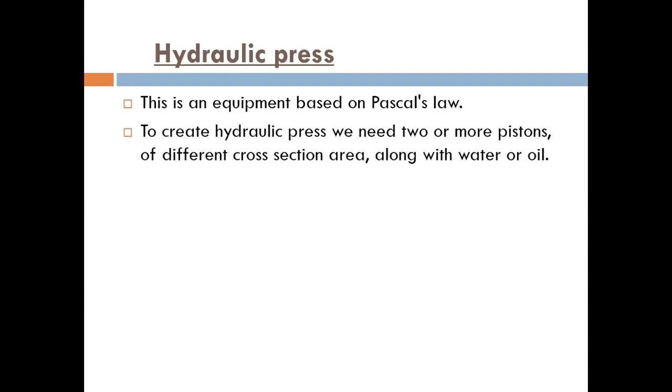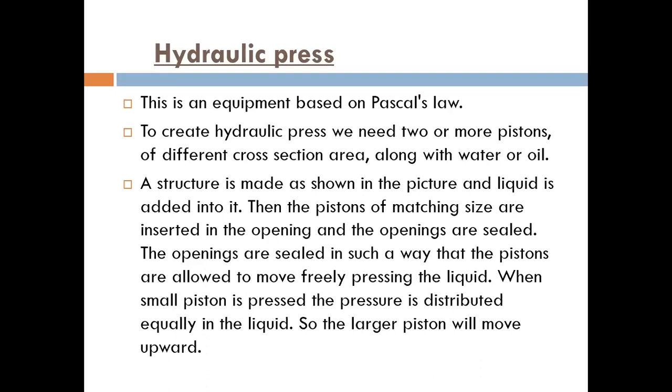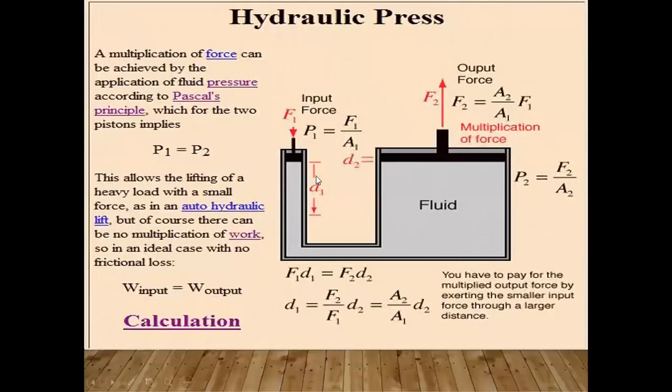The hydraulic press is used to increase the applied force by a certain multiplicative value, from small to large extent. To create the hydraulic press, we need to use two or more pistons with different cross-sectional areas along with a liquid like water or oil. The structure is shown in the picture. I'm showing it here in this figure. This is the structure of the hydraulic press.